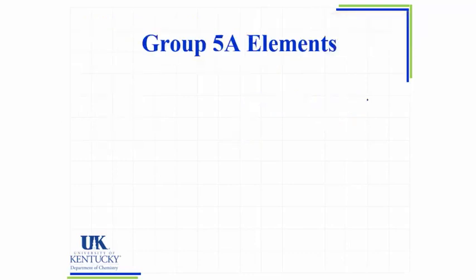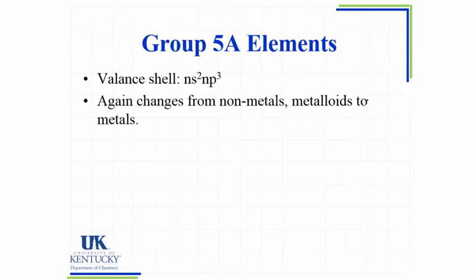Moving on over to the next group, we're at the 5A elements. These are going to have a half-filled P subshell. So we've got our nitrogen up there that we had looked at in electron configuration not too long ago. Again, in this group, we see nonmetals at the top, an area of metalloids in the middle, and then we have some metals down towards the bottom of the periodic table.